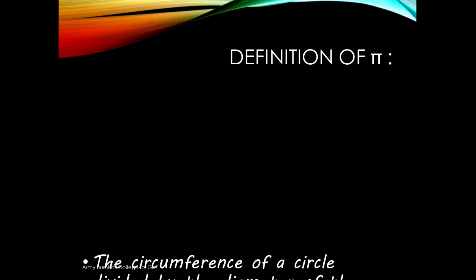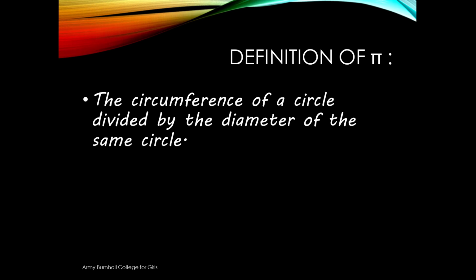So how can we define pi, the number? We can define pi as the circumference of a circle divided by the diameter of the same circle. So pi is defined as the circumference of a circle divided by the diameter of the same circle. How are we going to prove it?